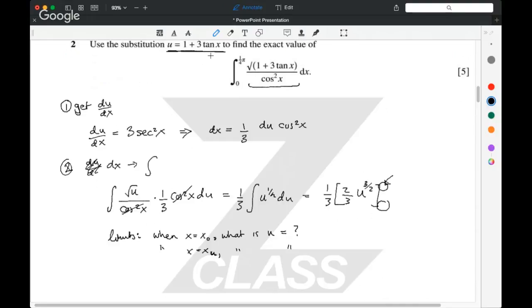It's also equal to 0. So therefore, u must be equal to 1 plus 0, which is 1. So the lower limit for the u integral is 1. What about pi over 4?